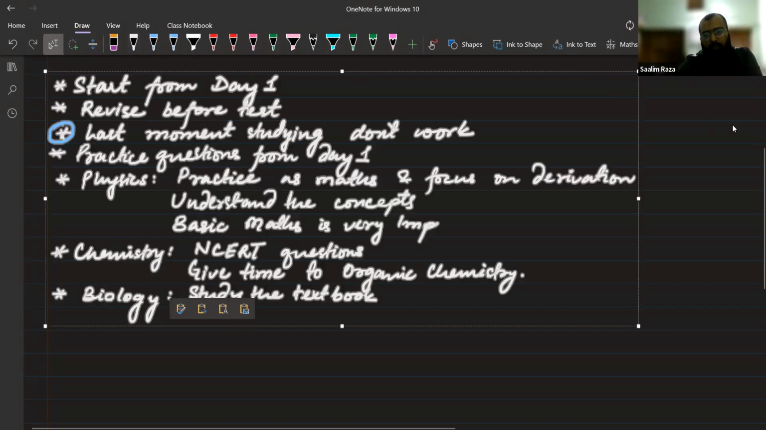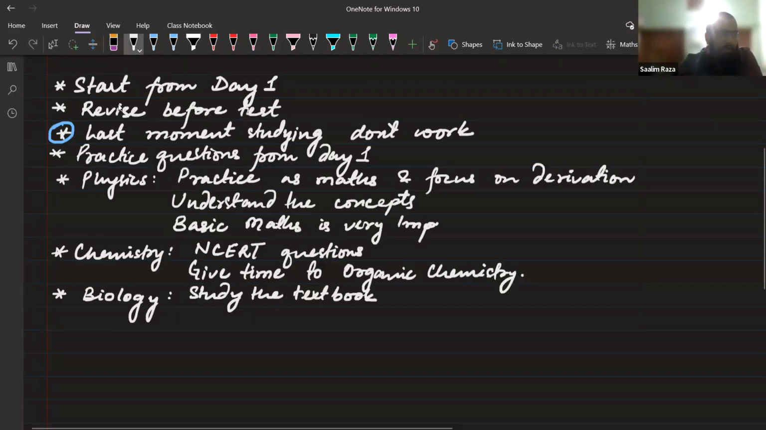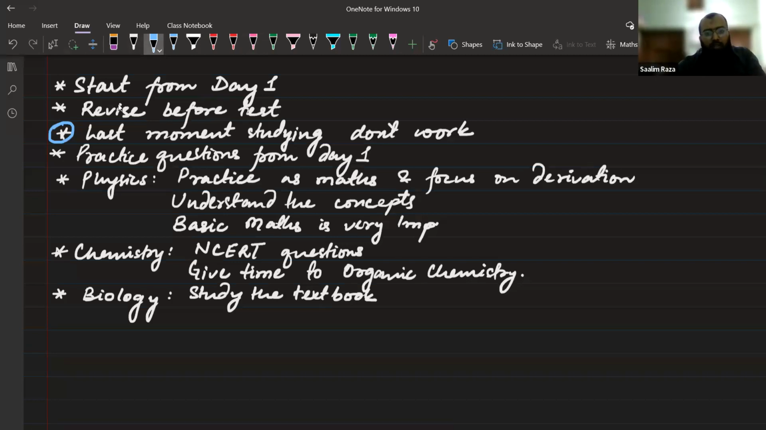Okay, so these are the tips or advices. First thing is that you have to start from day one. That means you have to have a proper notebook and you have to have notes from day one. Initially, you would not really know what to study and what not to study, but whatever is taught to you, you have to revise it from day one.